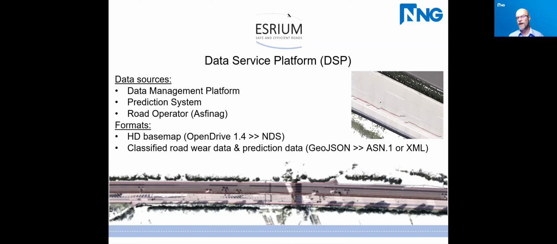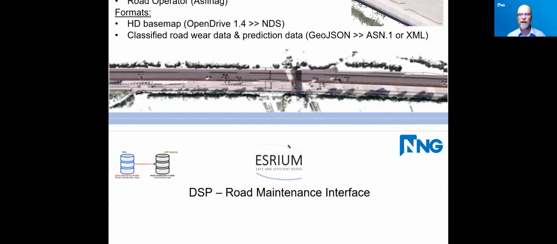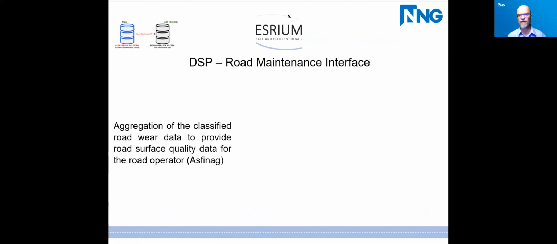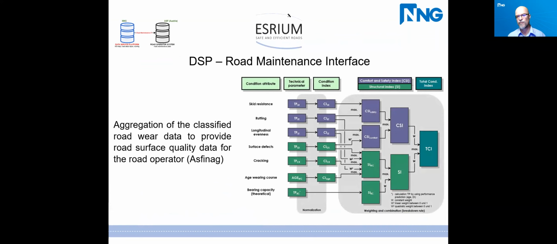And the classified roadware data and prediction data will be provided as ASN.1 or XML, but any kind of other dynamic data standard can be supported. So GeoJSON is a flexible source format. We can transform it to whatever the requirement is. In this case, we will use ASN.1, being the data serialization format of Cooperative ITS. So the IVI service is using ASN.1. Now let's see what the different interfaces are. So we have the road maintenance interface.